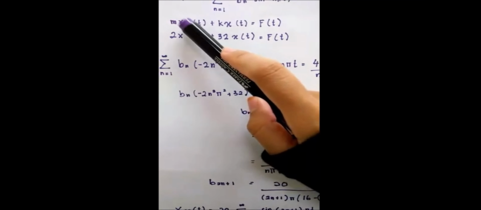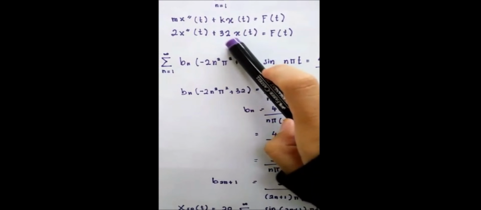So this is the equation of spring constant, m x double prime of t plus k x of t equals f of t. From the equation, m equals 2 and k equals 32. So it will be 2x.